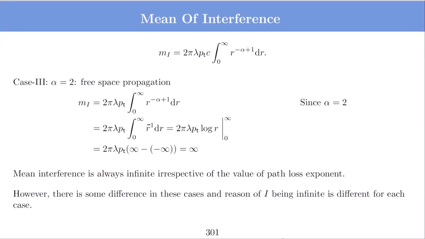However, even though these are all infinite, they are still different. These cases are different, and we will see that the reason for I being infinite is different for each case, and because of that, the distribution of I would be different in these three cases.